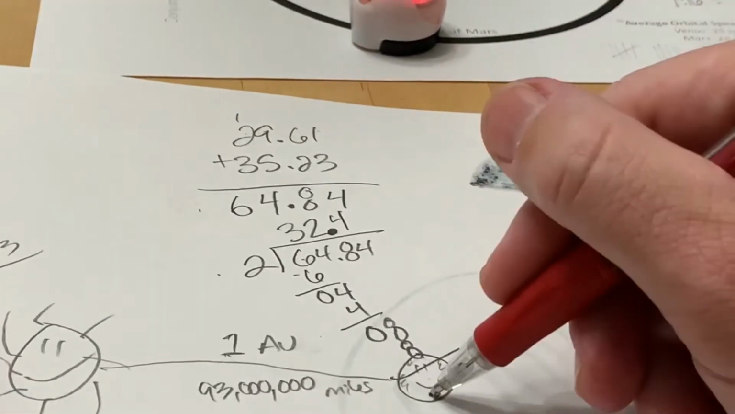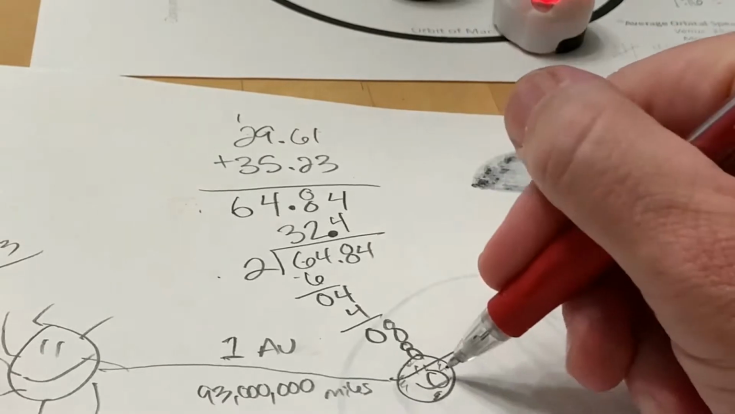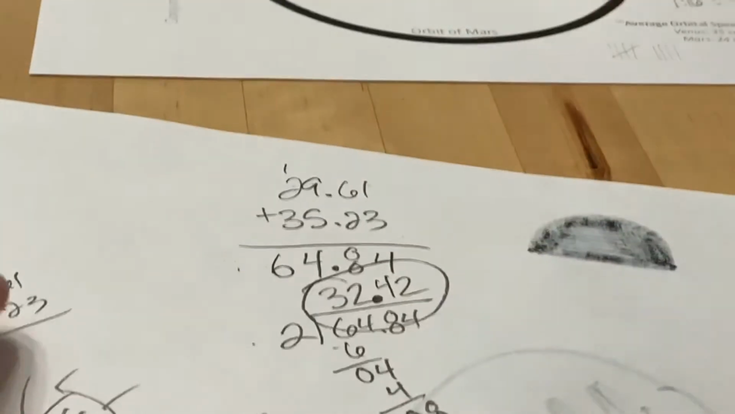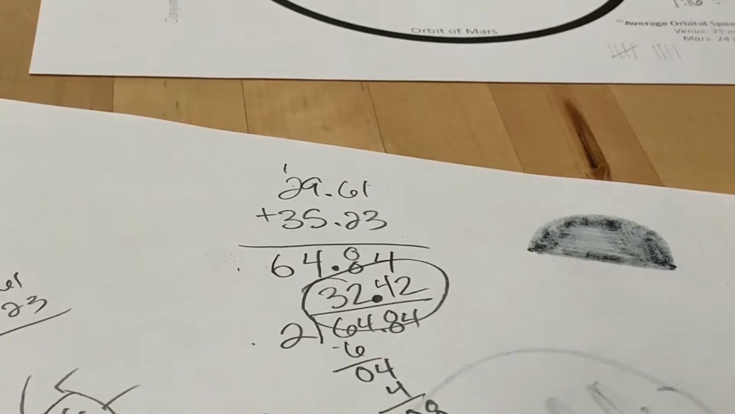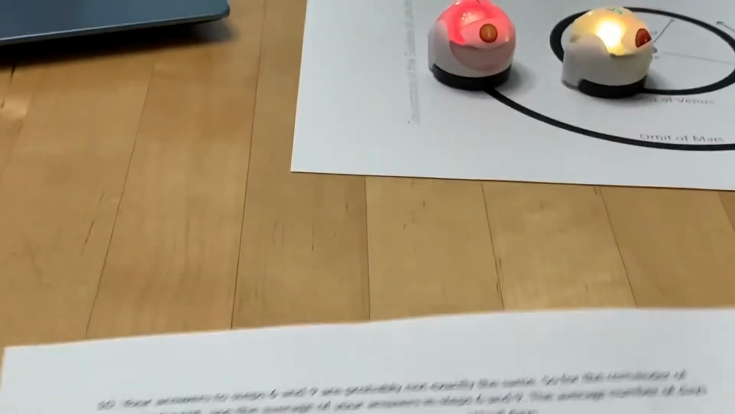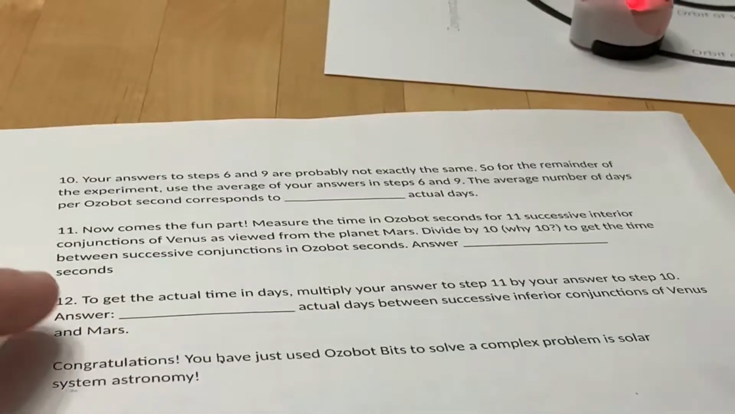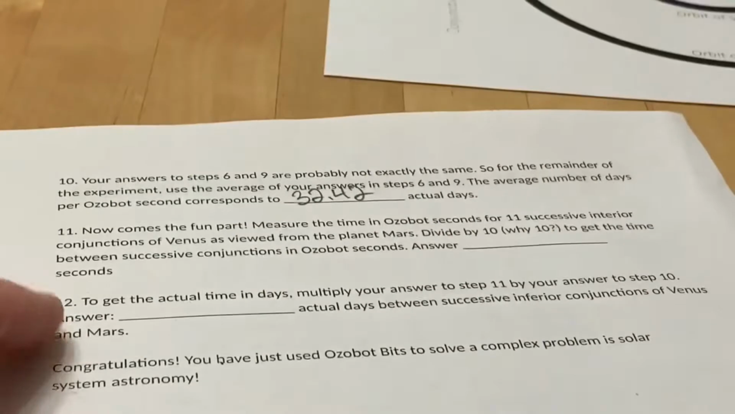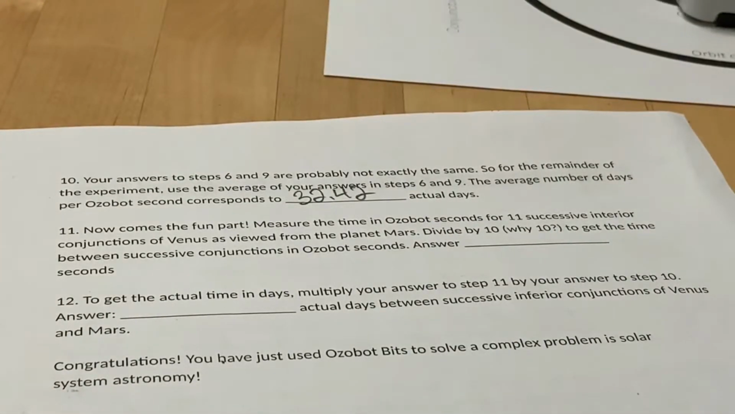And then I've got my happy face Earth here. I got to get out of the way. 0. Bring down my 4. 2 goes into 4 twice. So our average time is going to be 32.42. I love it when I don't have remainders. It's really nice. Okay, so that is our average time. 32.42. Remember that for me, because I'll forget it in a minute. So basically the average number of days per Ozobot second corresponds to 32.42 actual days.